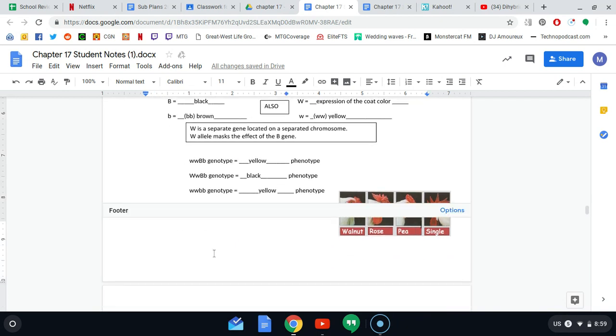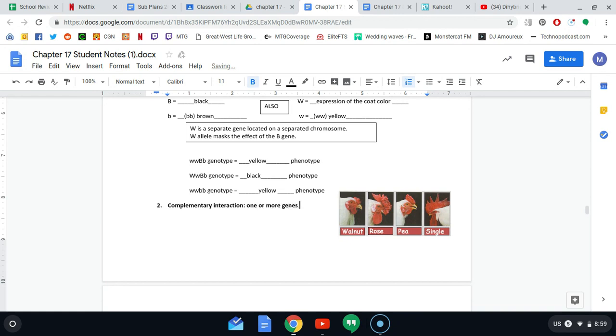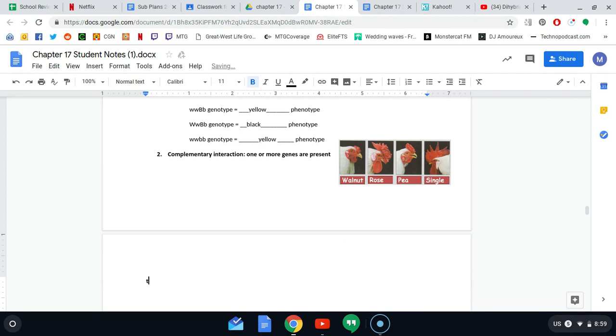So the second type of polygenic interaction with multiple genes is called complementary interaction. And this is when one or more genes are present that express different and distinct effects. Let's go with that.